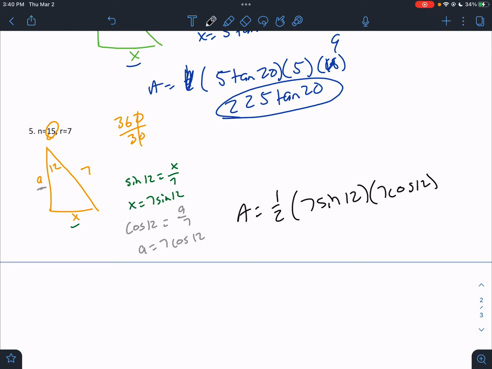And then since there's 15 sides, there would be 30 of these triangles. So half of 30 would make this 15. 7 times 7 is 49. So we have 49 times 15. So 49 times 10 would be 490. Half of 490 would be what? 200 plus 45 would be 245. So 490, 690, 715. And then we have sine 12 times the cosine of 12.